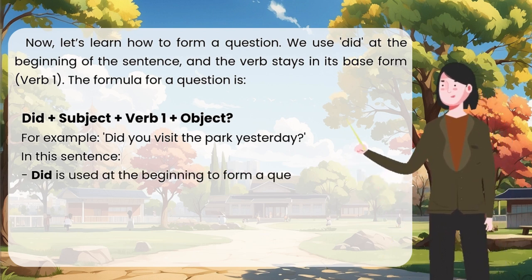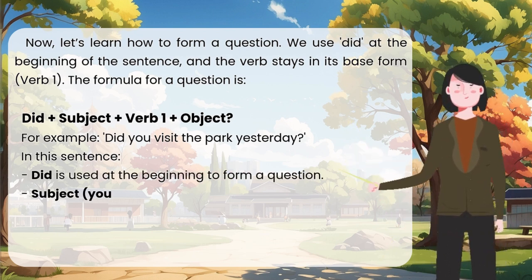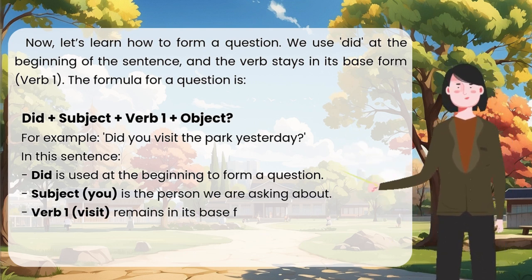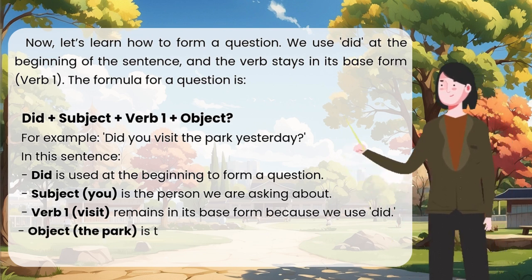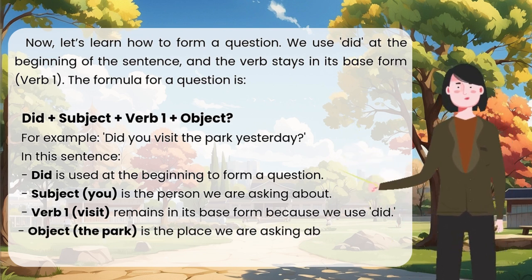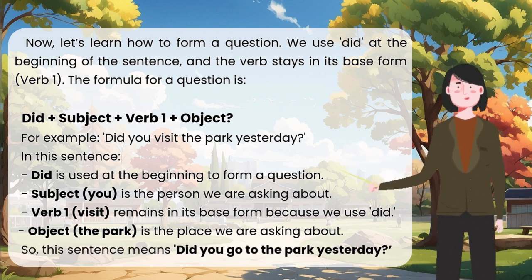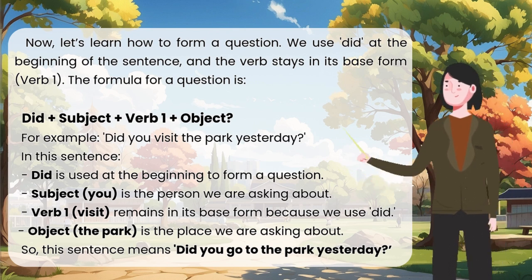In the sentence, did is used at the beginning to form a question. Subject you is the person we are asking about. Verb 1, visit, remains in its base form because we use did. Object, the park, is the place we are asking about. So, the sentence means, did you go to the park yesterday?